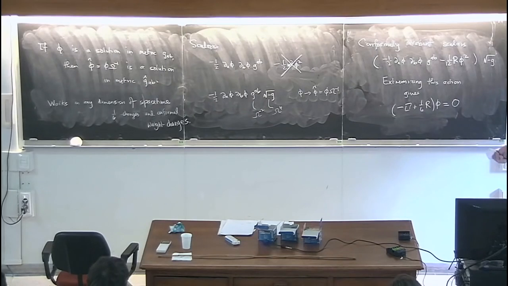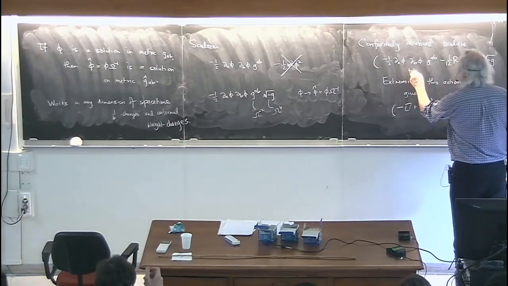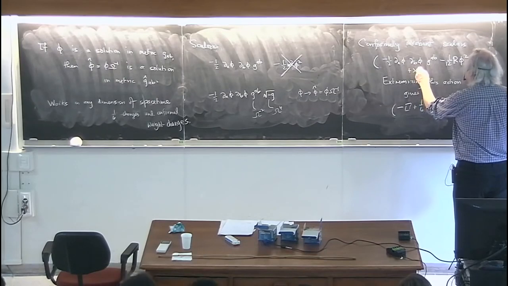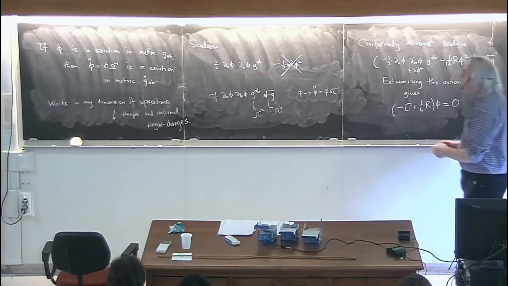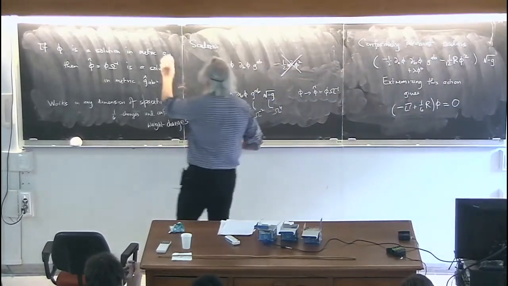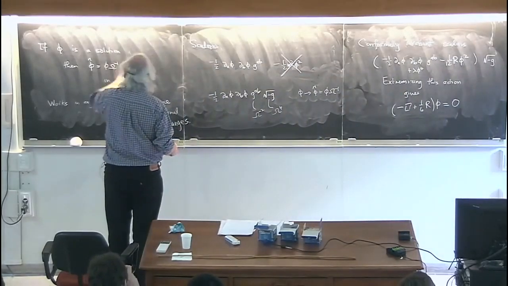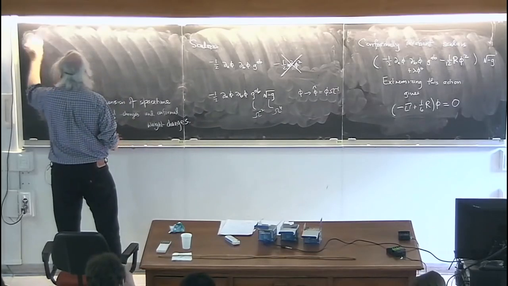There's something else that you can do with scalar fields. Somewhat amazingly, you can add an interaction term in dimension 4. You could add to this a lambda phi to the fourth, and it's still conformally invariant, but only in dimension 4.